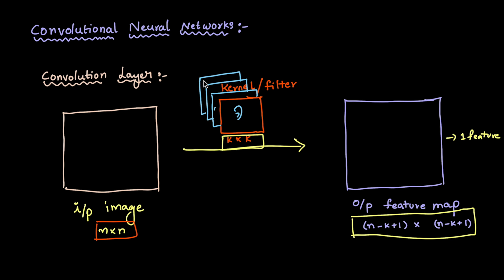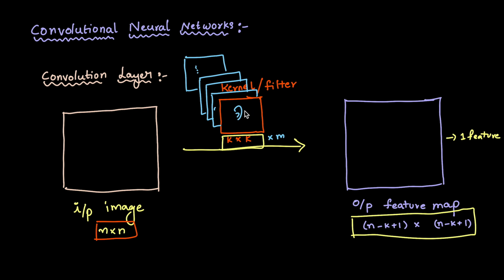Like that, all the features will have separate kernels, and the number of kernels will be equal to the number of features that we want to extract from the input image. Finally, let's say the number of kernels is m, then the overall shape of these whole kernels or filters will be k cross k cross m.